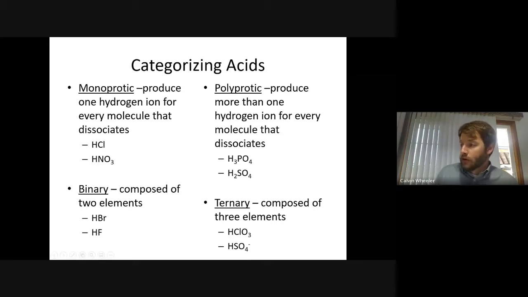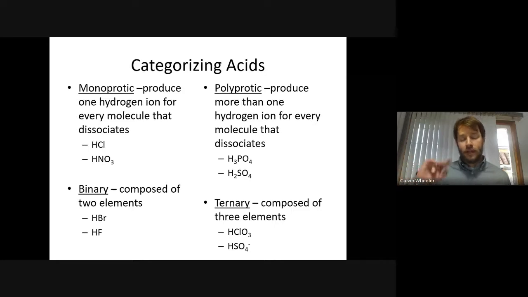Over here in the polyprotic side, we have H3PO4. That is phosphoric acid. That's the acid that I previously spoke about being added to soda. That one has 3 hydrogens per formula unit. So therefore it is triprotic, tri meaning 3. The next one, H2SO4, that's sulfuric acid, also known as battery acid. That one you can see has 2 hydrogen ions. So therefore it is diprotic, di meaning 2.